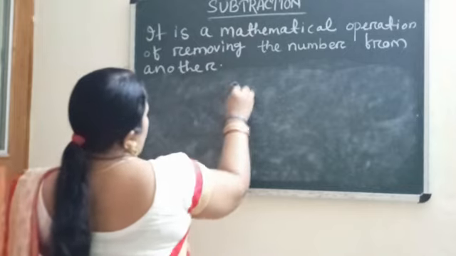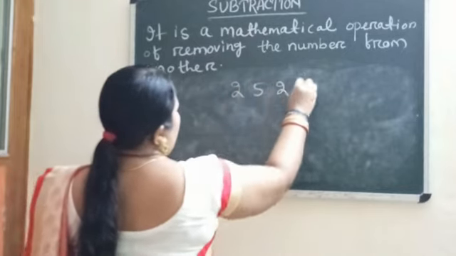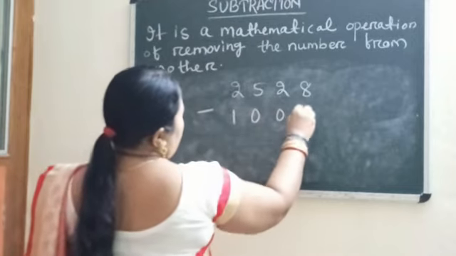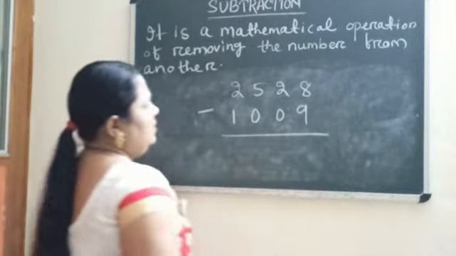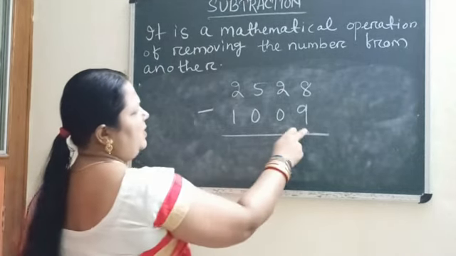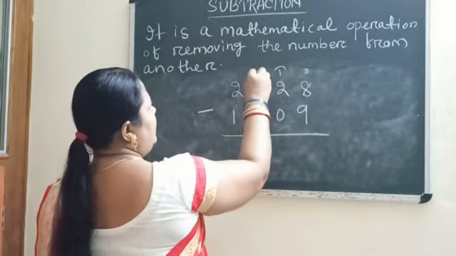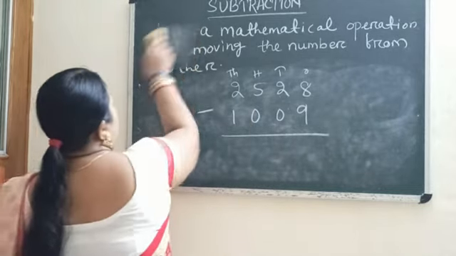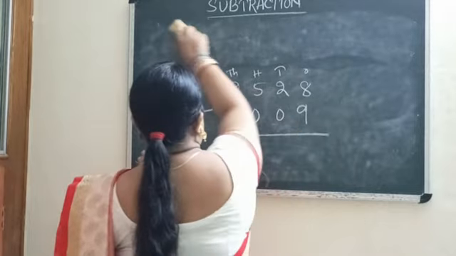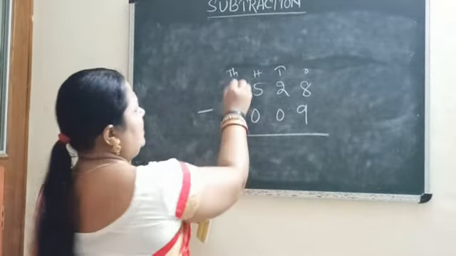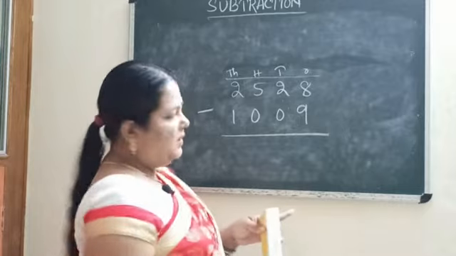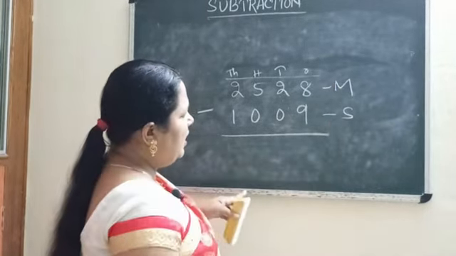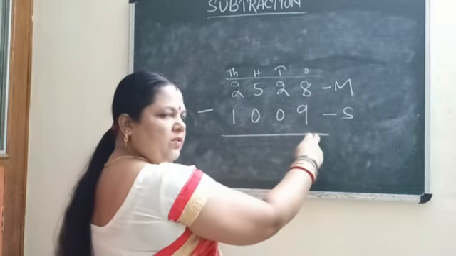Suppose 2528 minus 1009. Okay, this is a 4-digit number: ones place, tens place, hundreds place, and this is the thousands place. So which place will we start from? We will start from the ones place. This is your minuend and this is your subtrahend. So we are subtracting the subtrahend from the minuend.